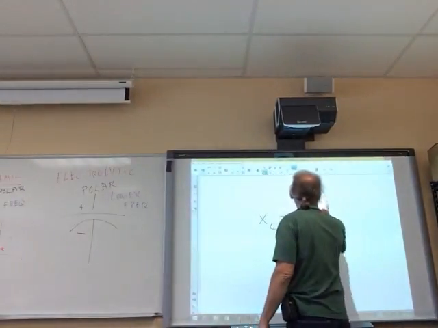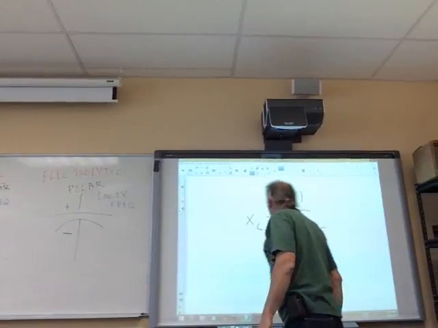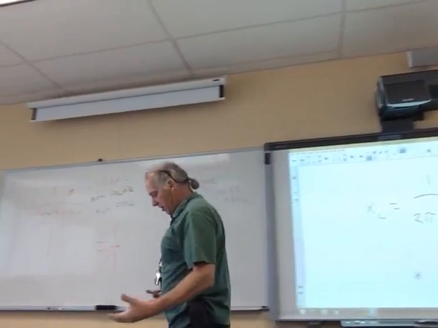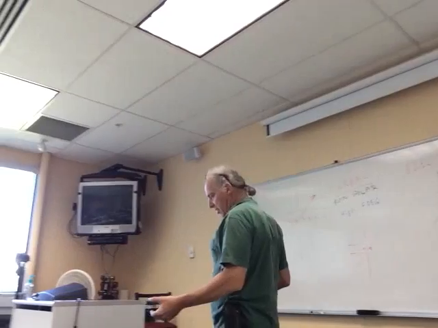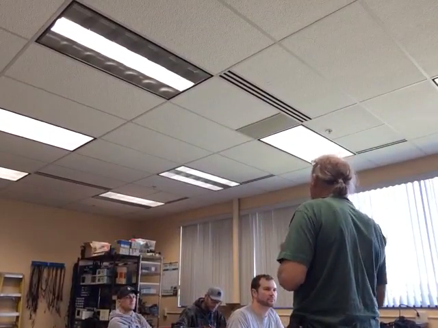XC equals 1 over 2 pi FC. What is XC? We have R, that's pure resistance, right? Capacitive resistance, but it's actually more than that. Reactance. Reactance, that's exactly it.